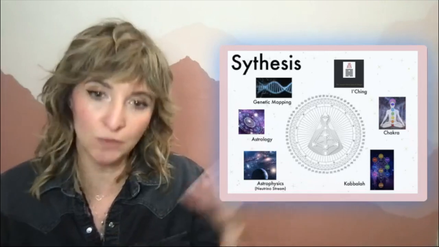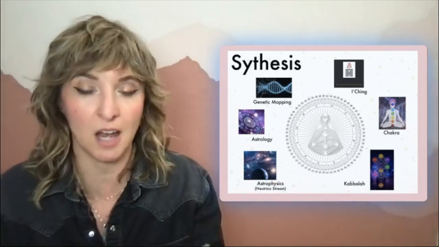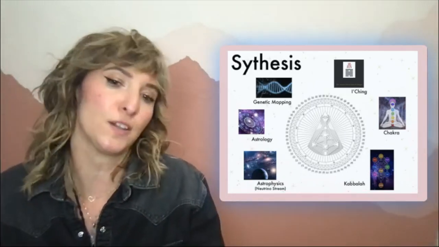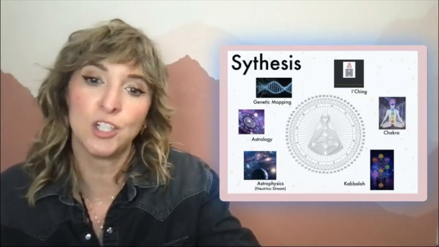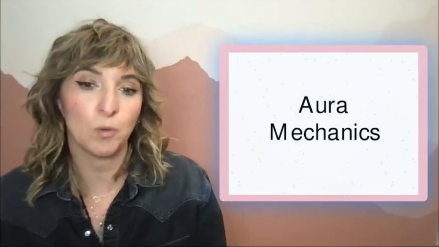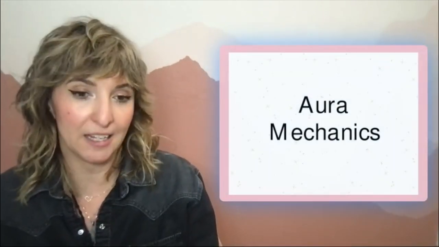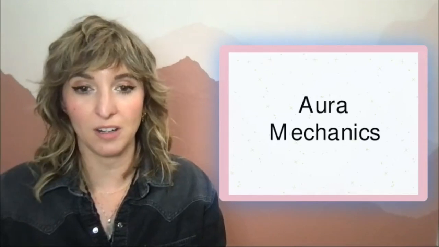So the synthesis of all of these different things means that they do not appear in their original form. It takes from all of these different systems and is synthesized into the chart that we see in the middle here. And it starts by understanding that each of these charts has what we call aura mechanics. So that's where we start in human design.